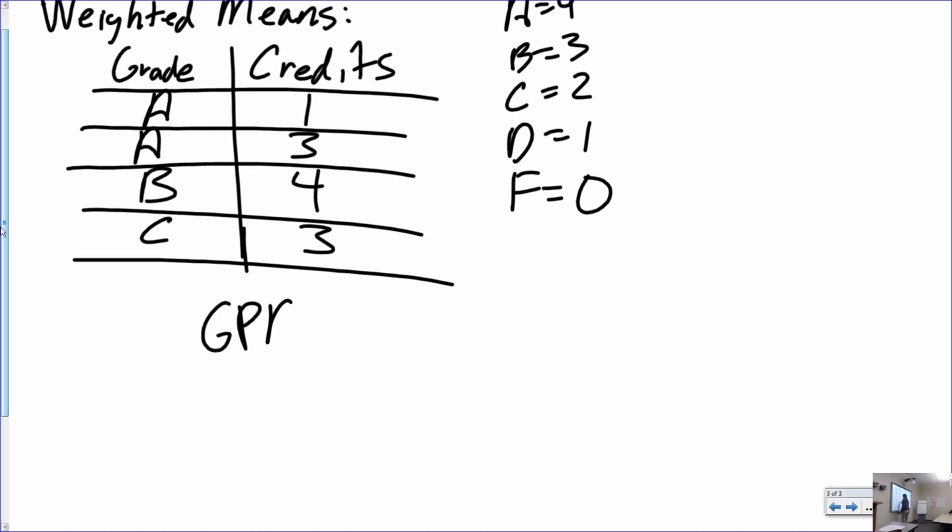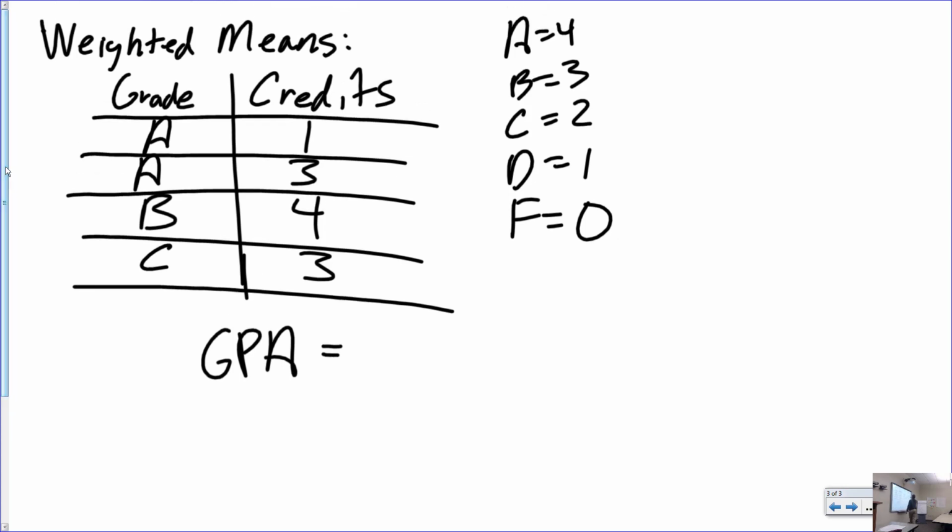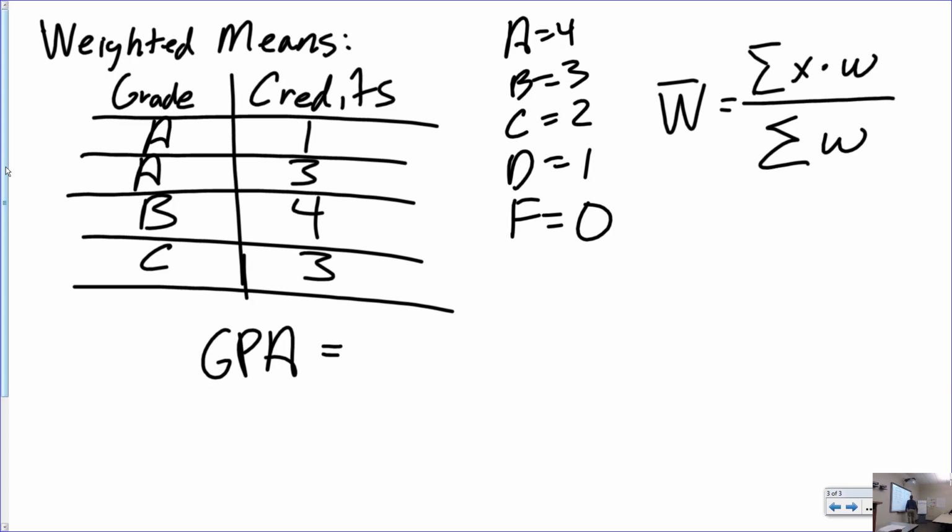So your GPA. The way it works, if you want to figure out a weighted mean, let's call it W bar. Your weighted mean is the sum of your data times your weights divided by the sum of your weights. Now, my question to you folks is which one of these is your data and which one is your weight? Which one is X and which one's W?